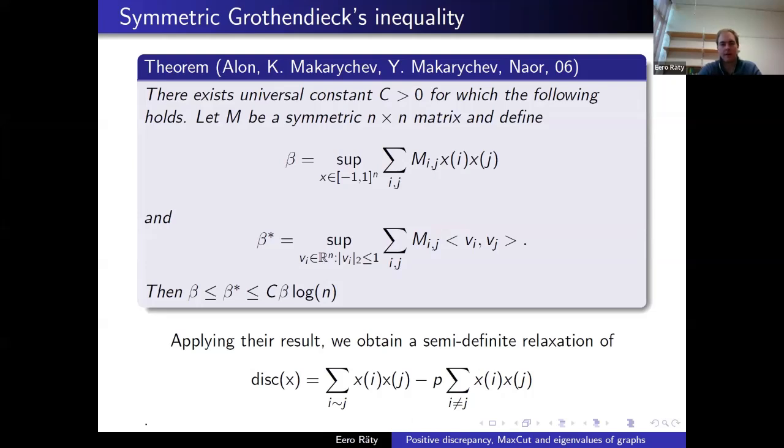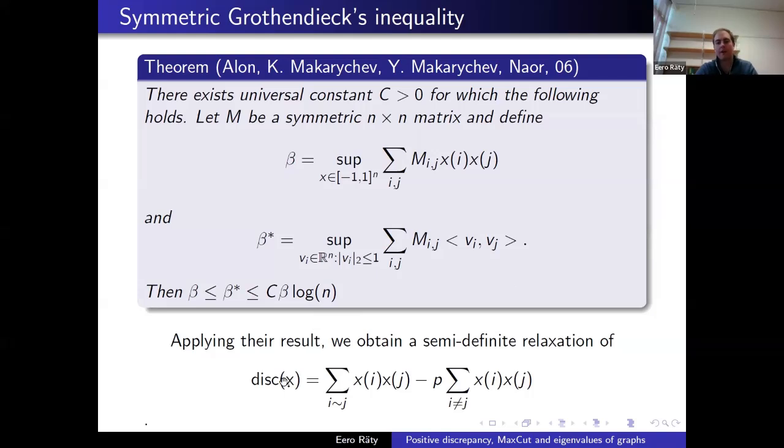It's convenient because the so-called graph quadratic inequality, proved by Alon, Makarychev, Makarychev and Naor in 2006, essentially allows us to change this optimization problem, where the xi's are chosen between minus 1 and 1, to one with vectors, so unit vectors, where the product is relaxed to an inner product between bi and bj, with the cost of losing a factor of log n.